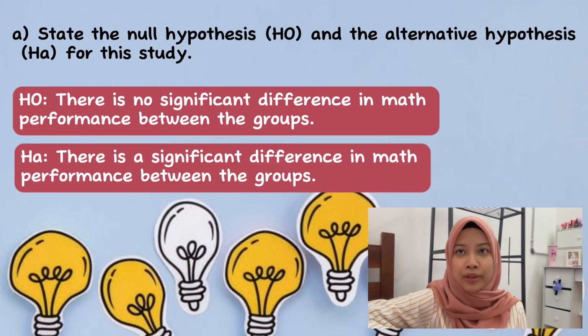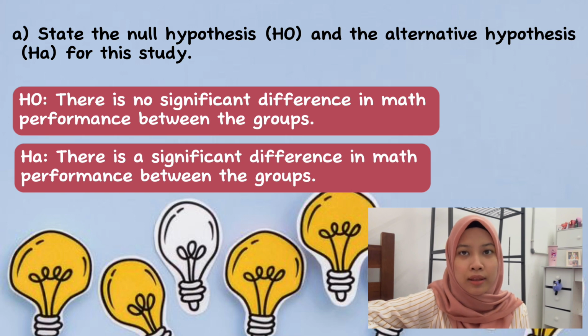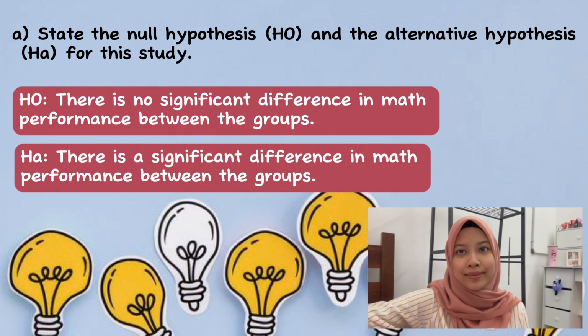The null hypothesis H0 and the alternative hypothesis HA for this study will be: for H0, there is no significant difference in math performance between the groups, while for HA, there is a significant difference in math performance between the groups.